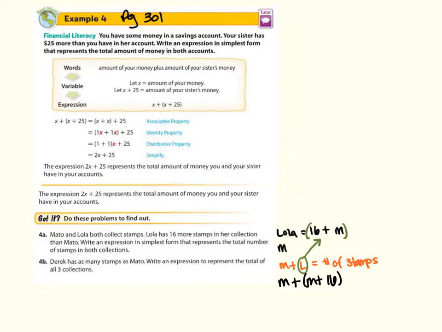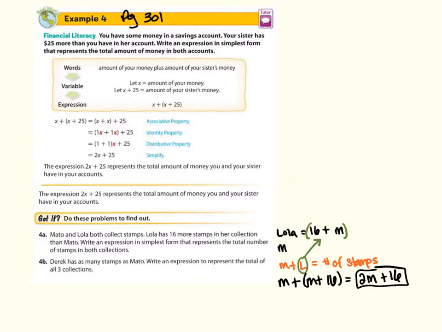Now it's okay that I rearranged the 16 and the M. We're allowed to do that for the commutative property, if you remember. So I'm going to go ahead and simplify this. If I have one M plus another M, I'm going to get 2M. And then the constant 16 can't be combined with anything else. So this is our expression for 4A.